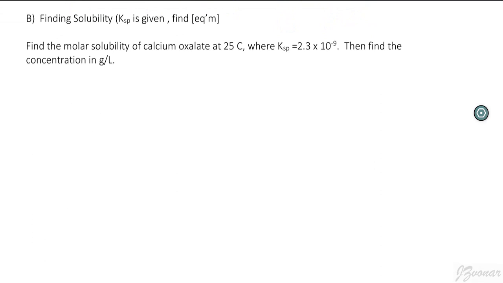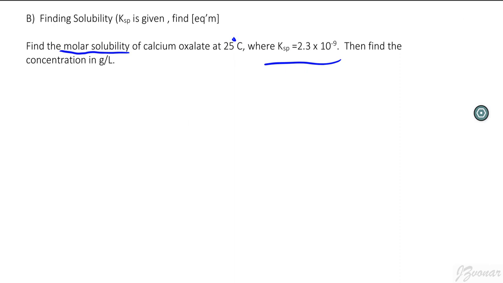So it says find the molar solubility, so that's sort of the key there. They tell you that it is 25 degrees Celsius for calcium oxalate, and they give you this already. If I didn't give you the KSP at 2.3 times 10 to the negative 9, you would have to look it up on a reference table. So I would have to provide you either with the KSP constant or a reference table where you would be then looking for this value.